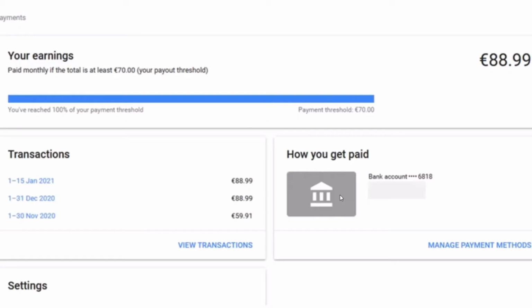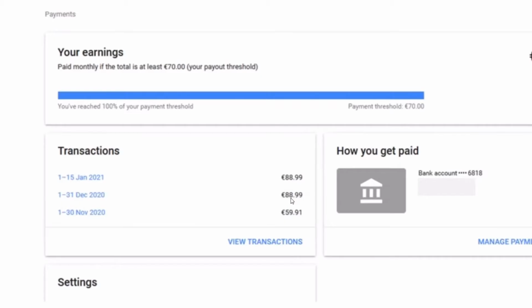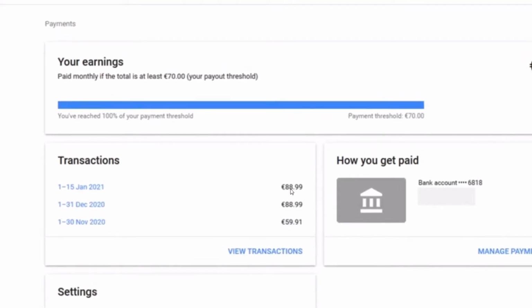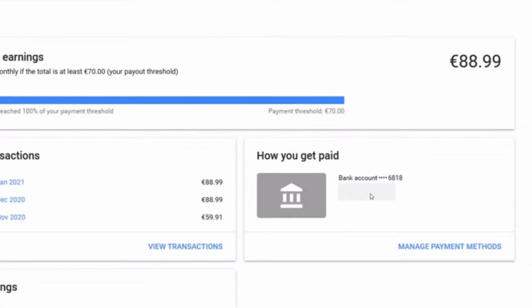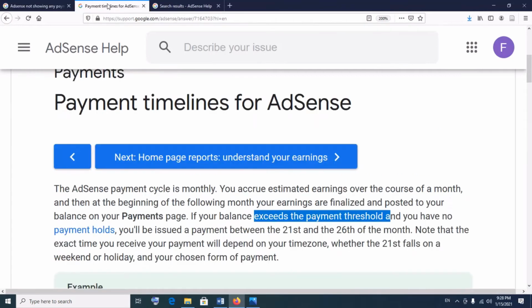Remember, on the 11th of January, I received my last payment of 29 euros for the month of December, which increased my balance to 88 currently in January. However, I haven't yet received the money. So this is where the search comes in. I decided to consult Google AdSense for help once again, and this is what I found.